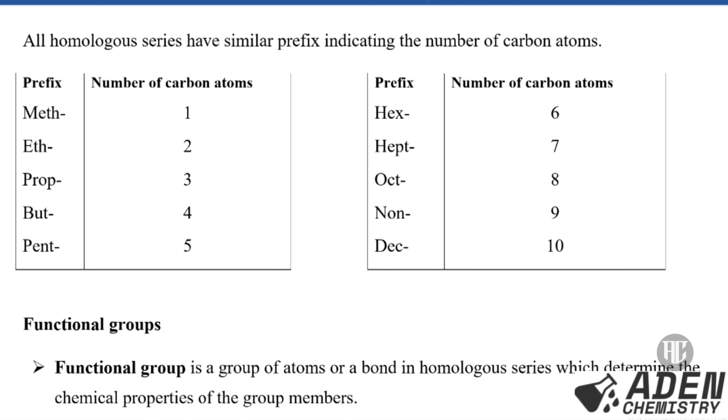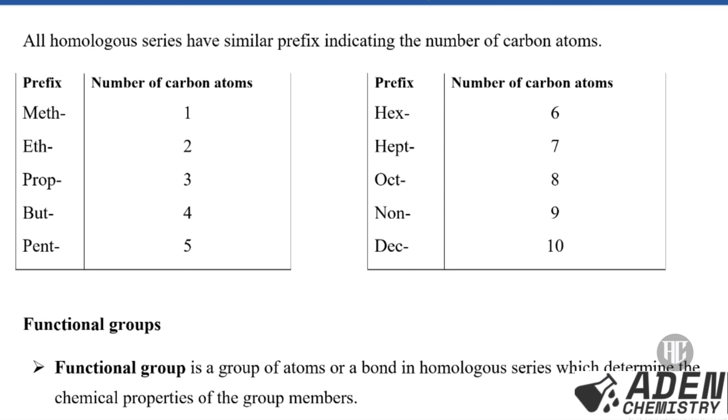Next, all homologous series have similar prefixes indicating the number of carbon atoms. For example, the prefix meth stands for 1 carbon atom. Eth stands for 2 carbon atoms. Prop stands for 3. But stands for 4. Pent stands for 5. Hex stands for 6. Hept stands for 7. Oct stands for 8. Non stands for 9. Then dec stands for 10 carbon atoms. So this is the prefix and the number of carbons that they stand for.